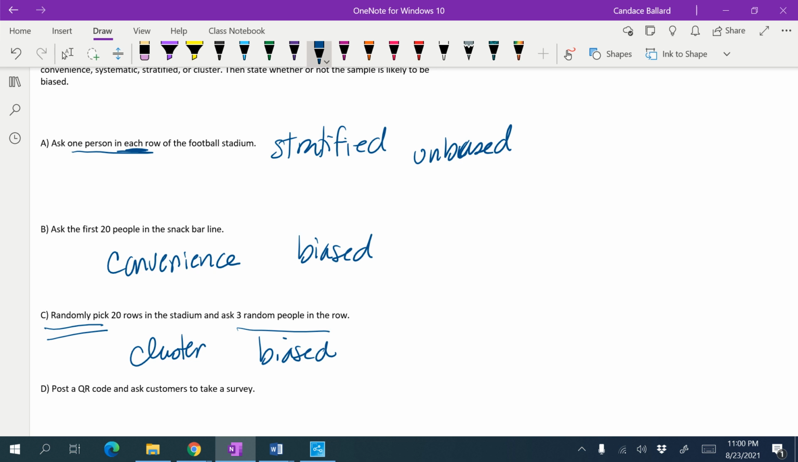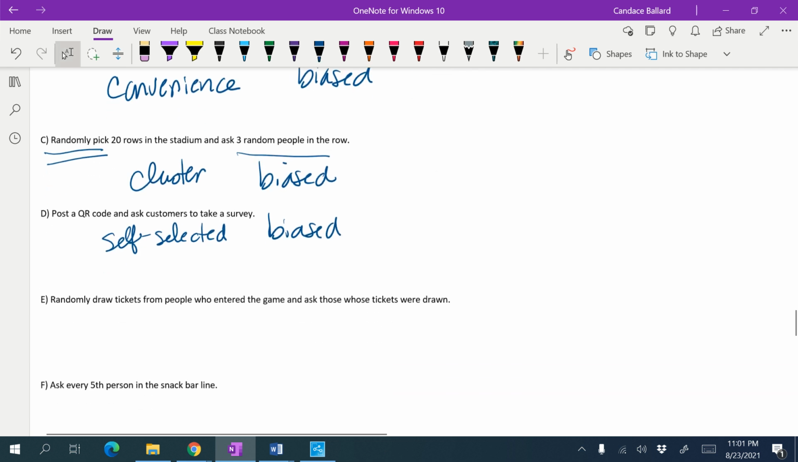In D, we're going to post a QR code and ask customers to take a survey. So this would be self-selected. And self-selected is always biased because people who answer the survey are probably fairly opinionated or passionate about the topic.